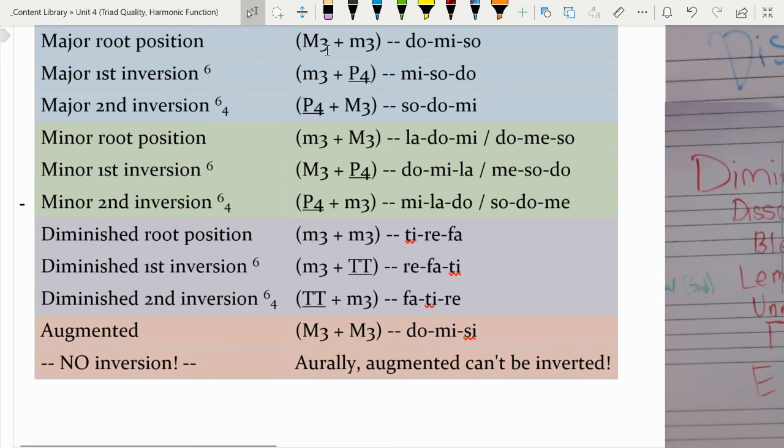And then we have a perfect 4th on the bottom and a minor third on the top. That would be a minor triad in second inversion. So, do, me, or mi, la, do.